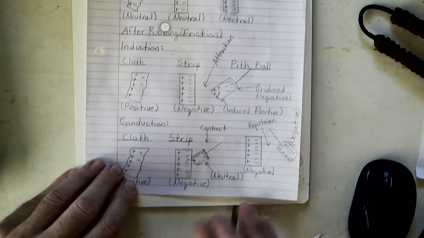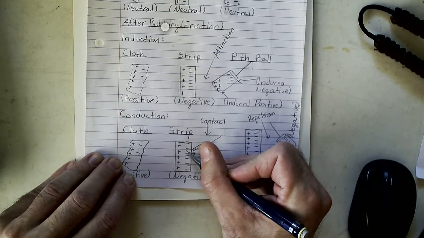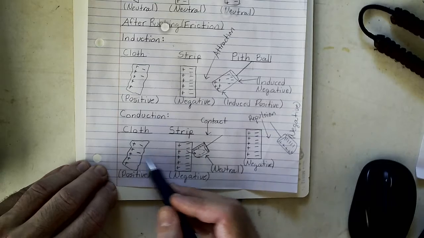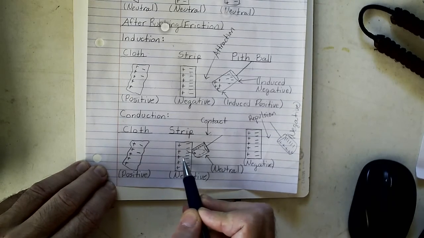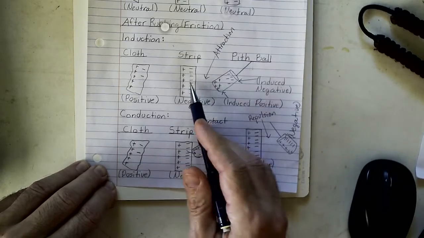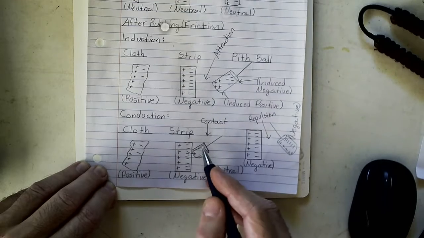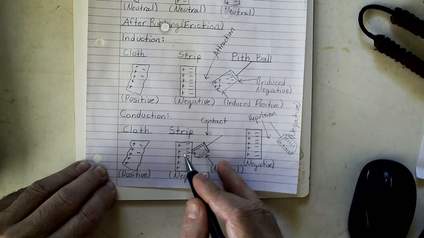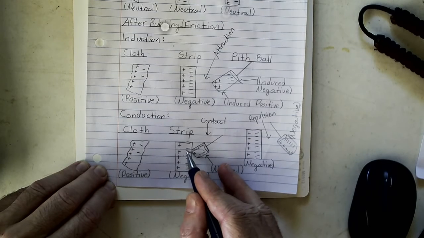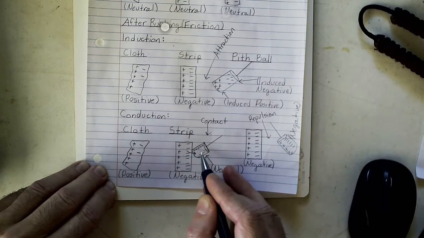Okay. Then I'm going to actually have the pith ball make contact with the strip. So again, I'm going to need to continually rub the strip with the cloth to maintain this negative charge. The difference is I'm not going to touch it here. I'm just going to have the pith ball attract to the strip. This one I'm going to actually make contact between the pith ball and the strip, and the electrons are going to move from the strip to the pith ball, making the pith ball negative as well.